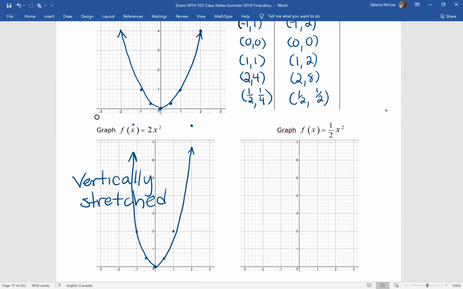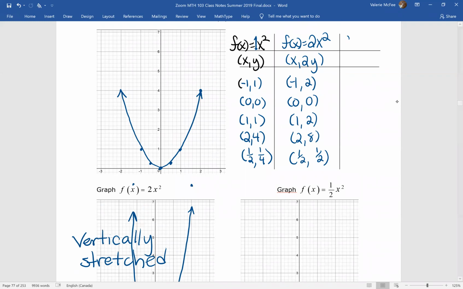In our next example, we're multiplying y by 1/2. X is staying the same, 1/2 times y. Now remember, these are our y values over here in the first column. In the second column, it's 2 times y. We want a half of y. X is the same, a half of y.